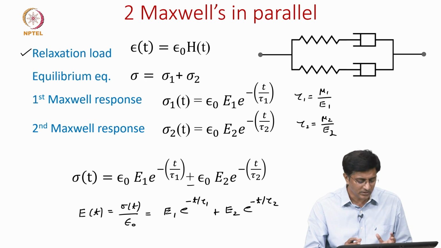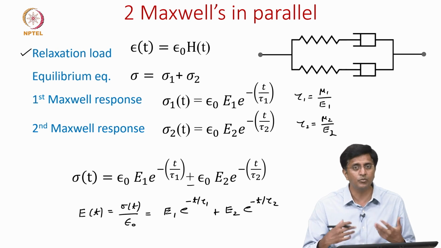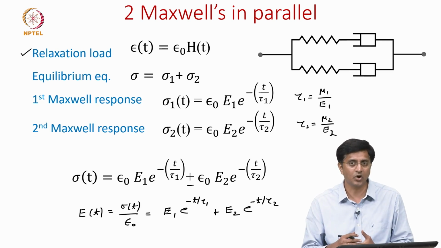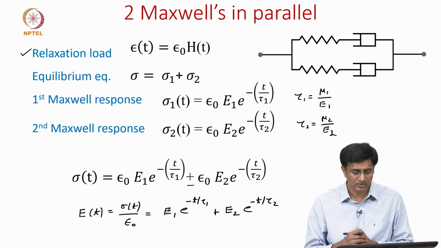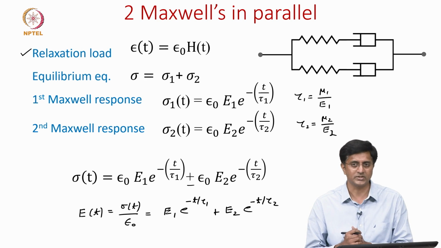So, what we have seen is we are able to find the relaxation response in terms of these two relaxation times tau 1 and tau 2. But previously we said for a real polymer we need many more relaxation times. So, how can we get those relaxation times? By increasing the number of Maxwells in parallel.